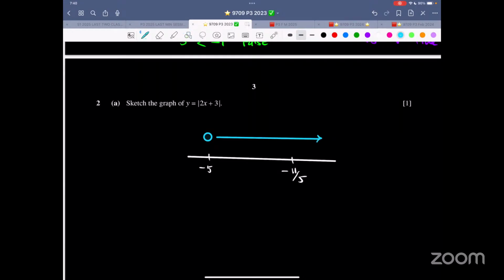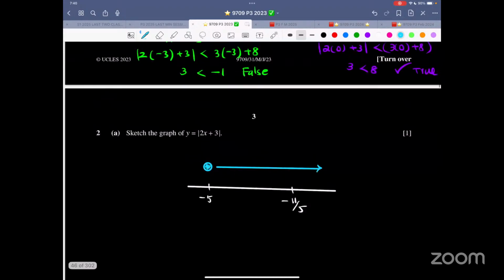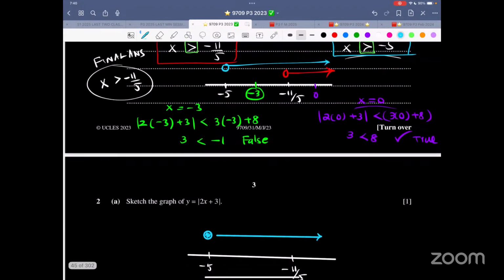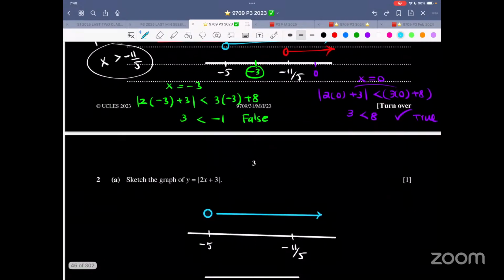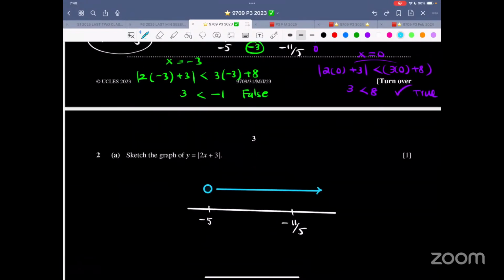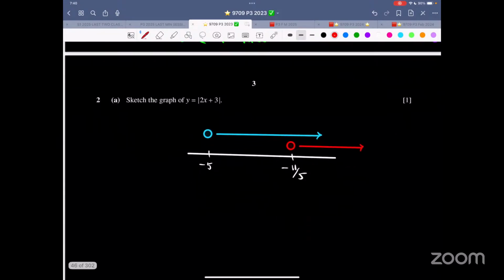So that goes like this. And it's simply greater than, not greater than or equal to, simply greater. And the red one is x is greater than negative 11 over 5. So therefore, this is x is greater than negative 11 over 5, like this. Now, what we do is that we choose a value from here. We choose a value from here.